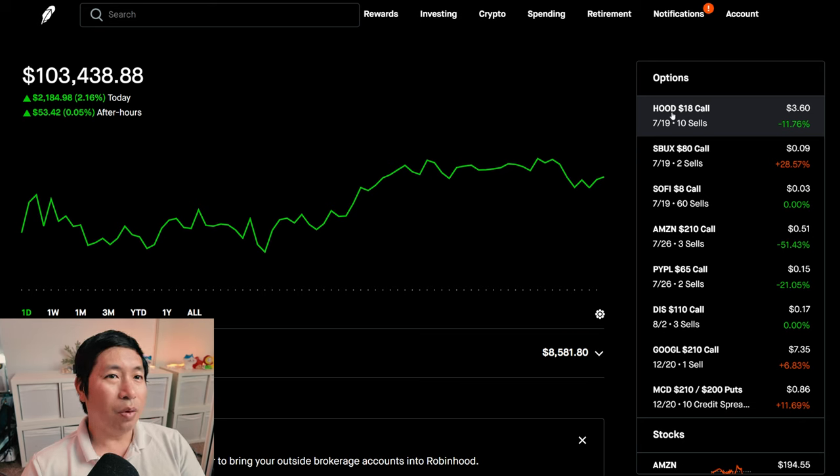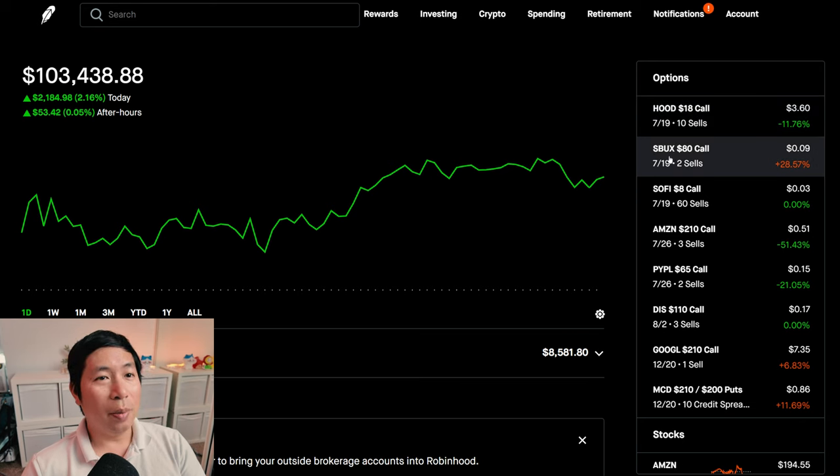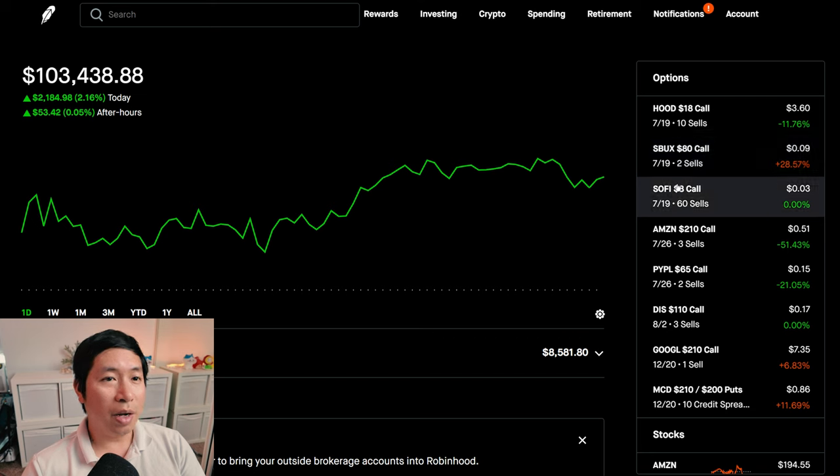It looks like for Robinhood, it's going to stay above the $18 strike price. For Starbucks, right now, it's below the $80 strike price. And for SoFi, right now, it's below the $8 strike price. We'll see what happens. I'll keep on making more updates, so I'll let you guys know how things go.